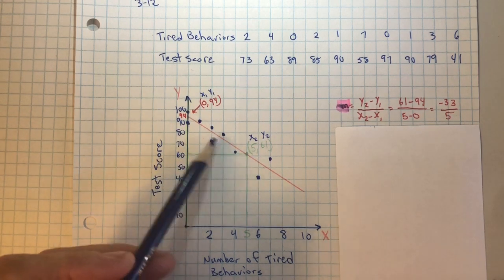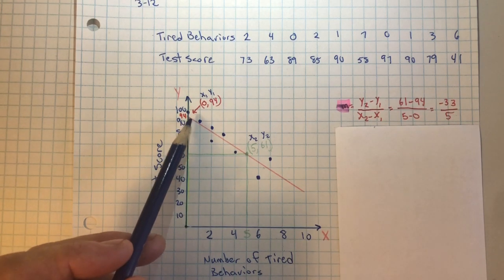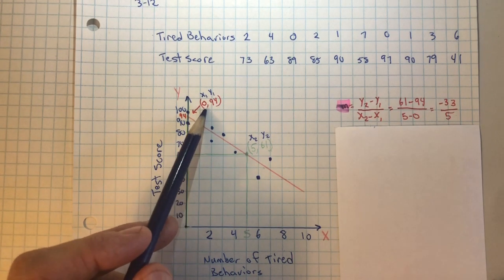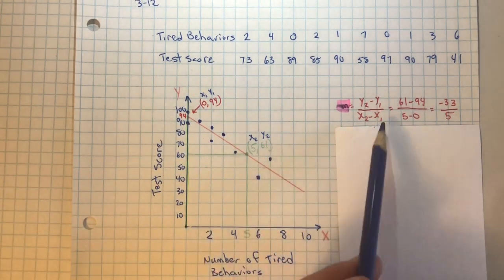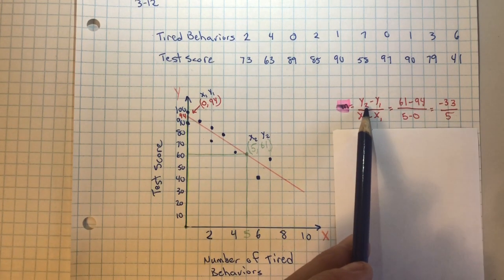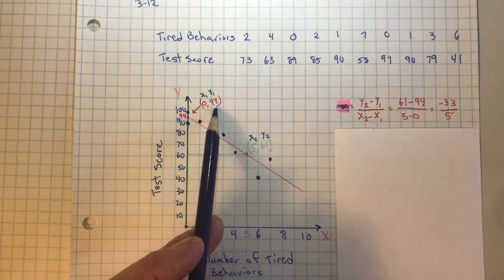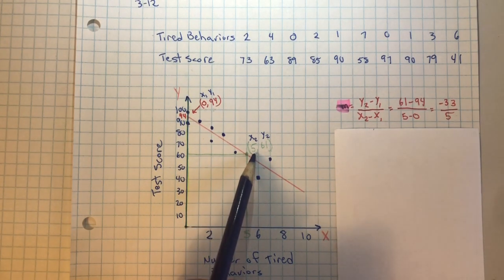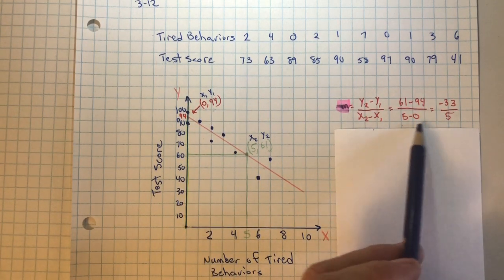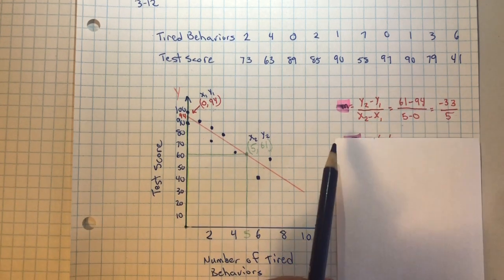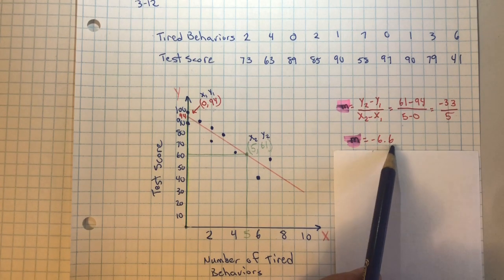Your line of best fit could vary from mine, but it should be around 94. So my data point for this is 94. Now I'm going to use the slope formula, the difference of the y's. So I have 61 minus 94 over the difference of the x's, 5 minus 0. And 61 minus 94 is negative 33. 5 minus 0 is 5. So my slope is approximately negative 6.6.